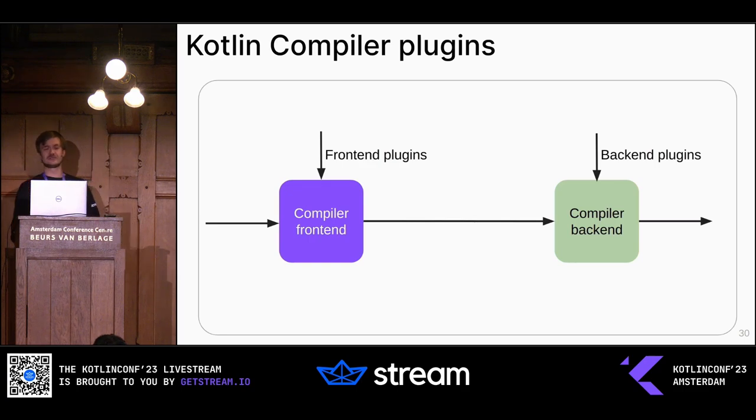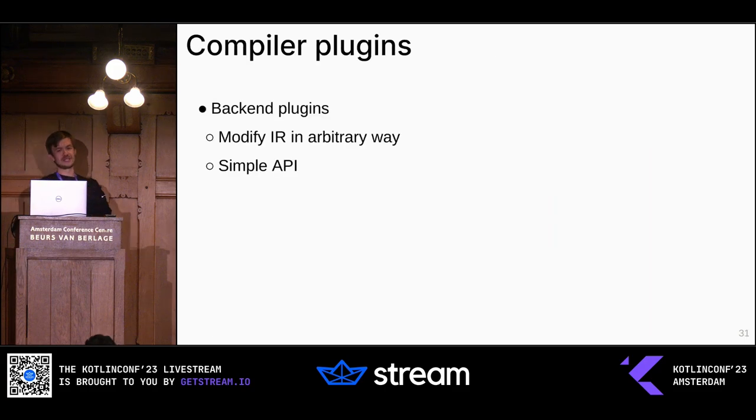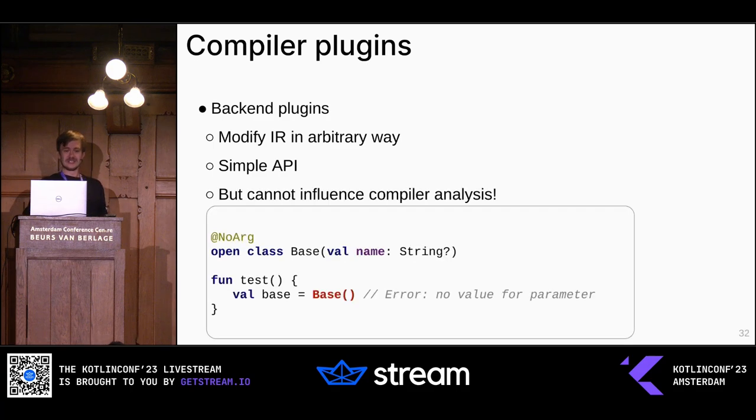First, there are two kinds of compiler plugins. Front-end plugins run at the front-end stage, back-end plugins run at the back-end stage. Let's start from back-end plugins. They are simpler. They work using back-end IR as a basic structure, and they can modify it in more or less arbitrary way. So they can do more or less everything. And they have a very simple API. You will see it a bit later. But it's very important that they cannot influence compiler analysis.